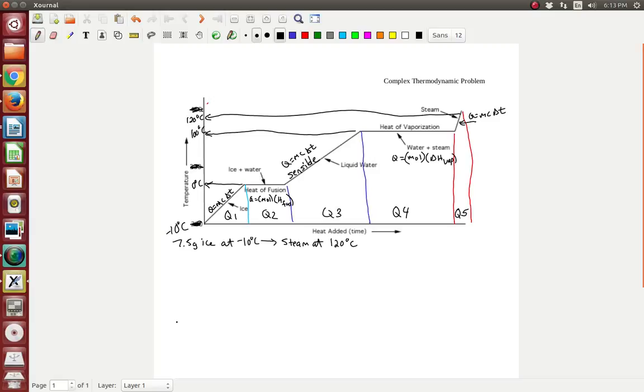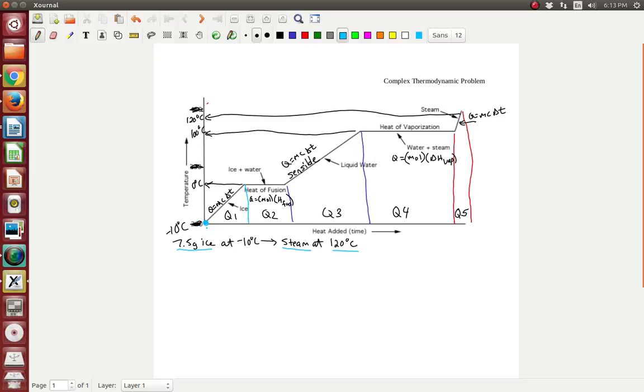We are going to go over a complex thermodynamic problem, and hopefully this will help you. What we're going to do is turn 7.5 grams of ice, melt it, and then turn it into steam at 120 degrees Celsius. We need to figure out the total amount of energy it takes to do this. We're going to start down here where this blue dot is.